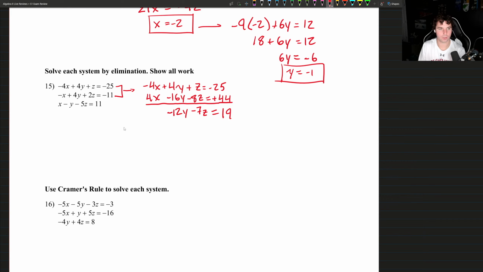Then I'm going to pick another 2 equations. So I'm going to pick these bottom 2. I'll do this in green. So -x plus 4y plus 2z is equal to -11. And then x minus y minus 5z is equal to 11. Right, we just add those 2 things together. So we get 3y minus 3z is equal to 0.